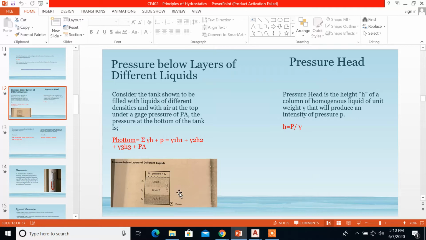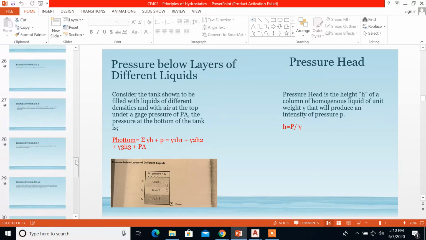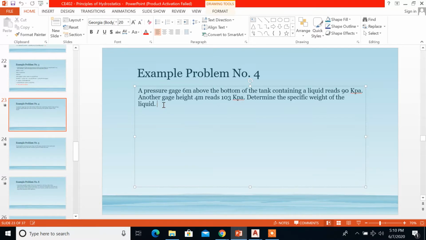Since ang kinukuha naman natin is unit weight, ang pwede natin gawin dyan is get the difference in pressure, equivalent to unit weight times the height. Yun yung formula natin. So, solution: P2 minus P1 is equivalent to unit weight times height. Ito, gamma ito. Pressure 2 natin, relative pressure 2 natin, 103 kilopascal minus 90 kilopascal equivalent to unit weight times height.